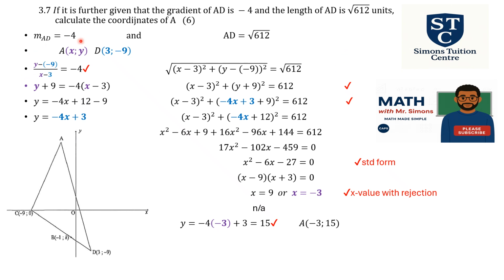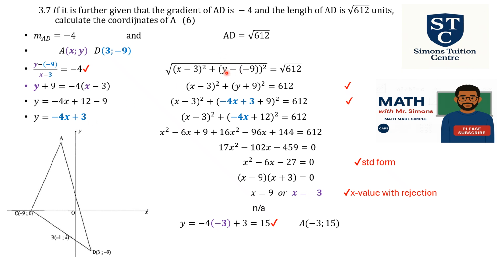So gradient AD is -4, so to get AD, if A is (x, y) and D is (3, -9), then that would read (y minus -9) over (x minus 3) equals -4. So y plus 9, negative times negative, positive 9, equals -4 times the denominator, (x minus 3). Minus 4 times x gives me -4x, minus 4 times -3 gives plus 12. If I bring plus 9 over, it becomes -9. So I have -4x plus 12 minus 9. 12 minus 9 gives me -4x plus 3. So now I have an equation with y as the subject of the formula.